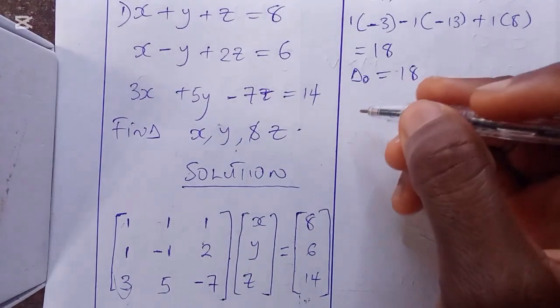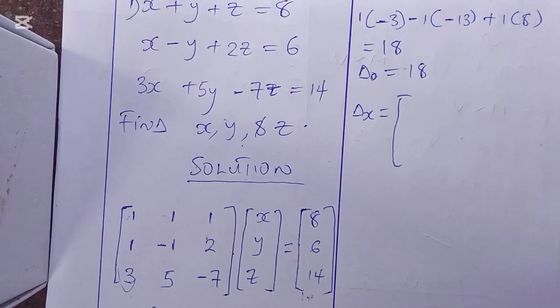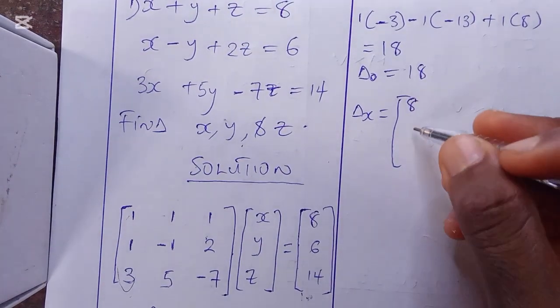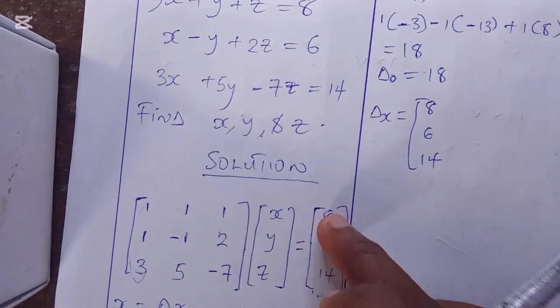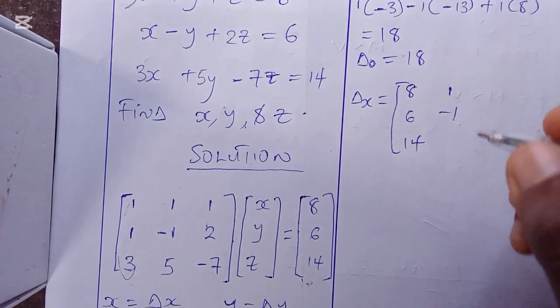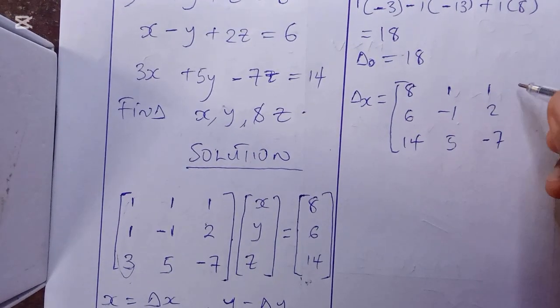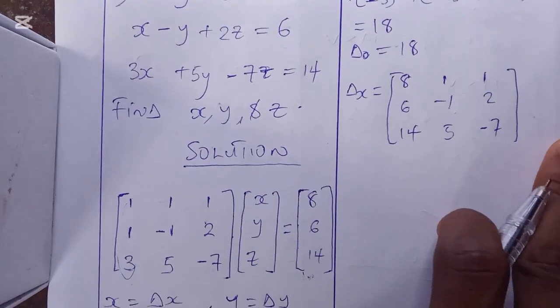Just watch. So now changing x equals, if you eliminate your x, you will now have 8, 6, 14, because we eliminated this column here and replaced it with this one. So 8, 6, 14, the rest remain the same. 1 minus 1, 5, 1, 2 minus 7. So this is the matrix you use to find your changing x. Now I've got our matrix.